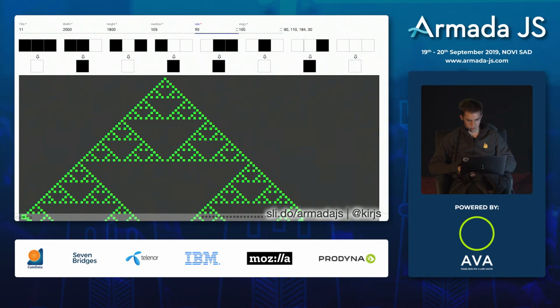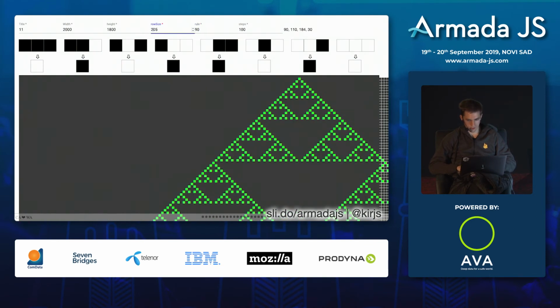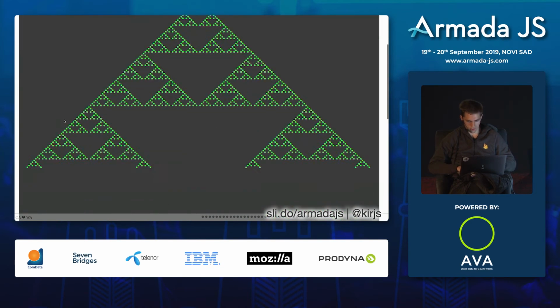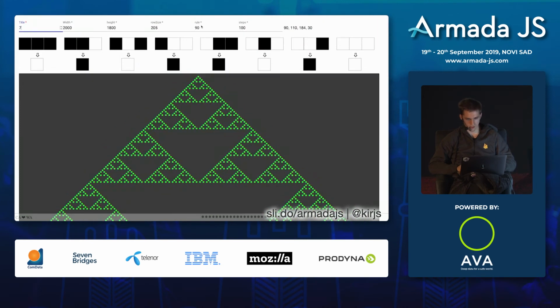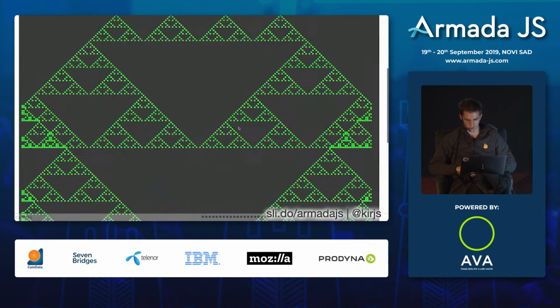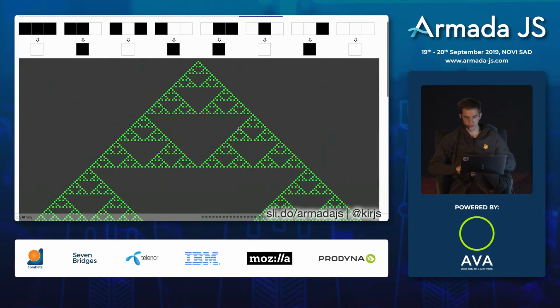I can probably make the row size larger, maybe 150. Okay, and then the size of this thing smaller. Cool. Let's do more steps. Yeah, you can see it basically goes like this.